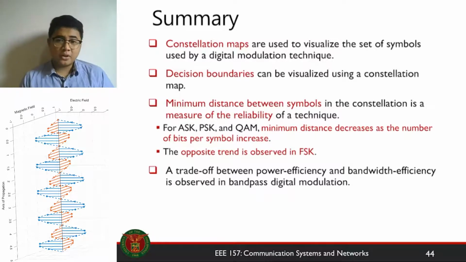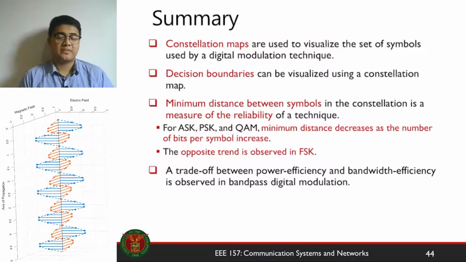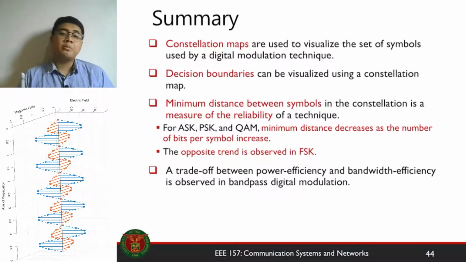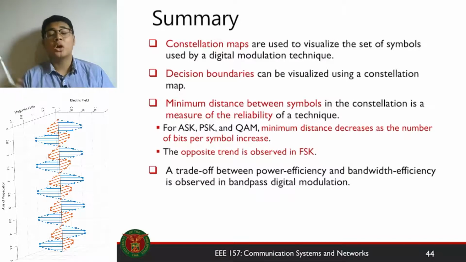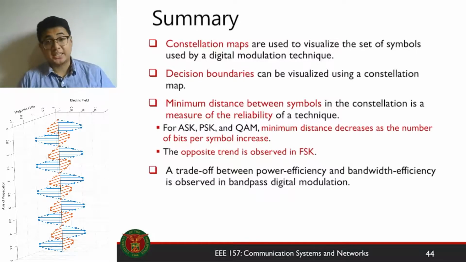And there's a behavior in ASK, PSK, and QAM that if you have a constant energy per bit, the distance between symbols decreases if you increase your number of bits per symbol. But the opposite trend is observed in FSK. And finally, there's a trade-off observed between your power efficiency and bandwidth efficiency in your bandpass digital modulation. If you want to be more power efficient, you use more bandwidth. If you want to be more bandwidth efficient, you use more power. Right? And this is true for any digital modulation technique out there.